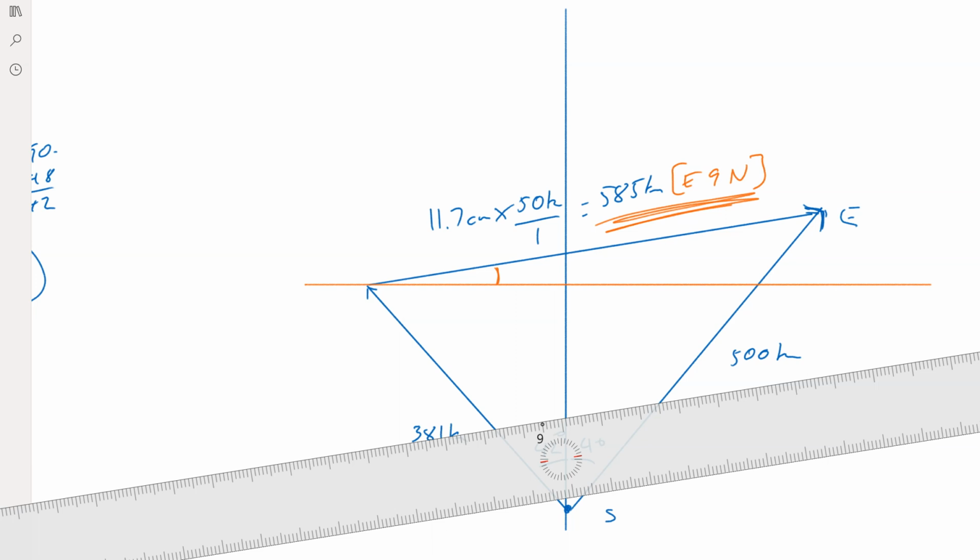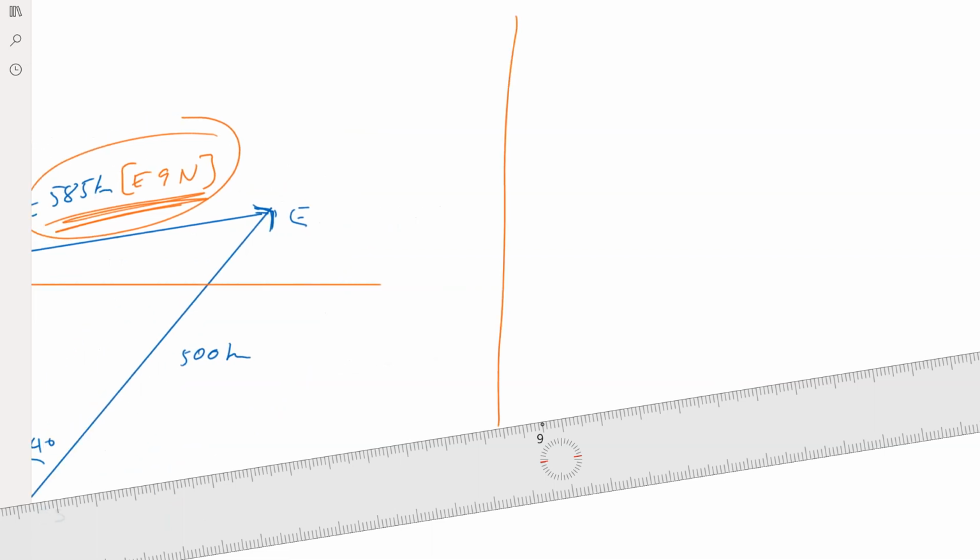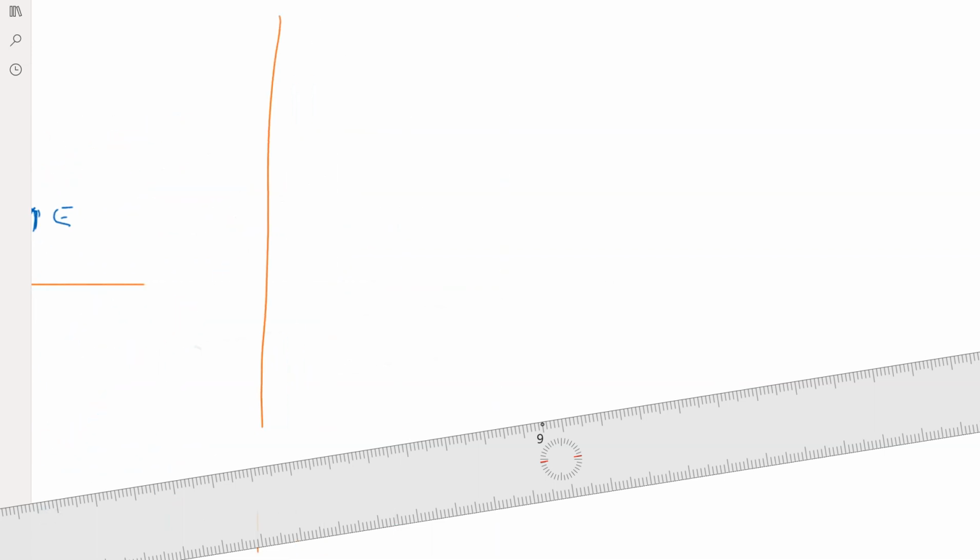So in our last video, we figured out that we are 585 kilometers away from where we want to be. And the key here is that it's east 9 degrees north. So how long is it going to take me to do the rest of this? Well, let's just scroll over here and let's draw out something new. I'm just going to draw a line right here.